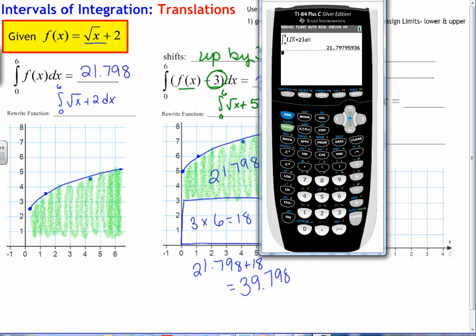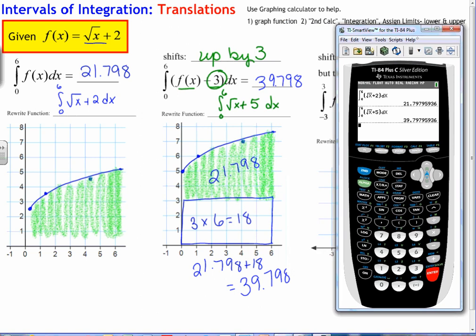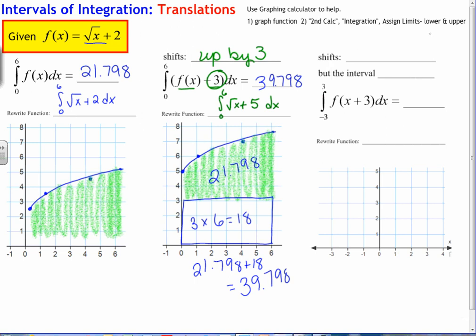Let's verify it using the calculator. What I did is I took my original function, copied and pasted it, and we shifted it up by 3, so that the value at the end goes to 5. I'm going to hit enter. And there's that number, 39.798. Nothing more than bringing in a rectangle 3 by 6 underneath it. Vertical shifts, pretty easy to deal with on integrals.